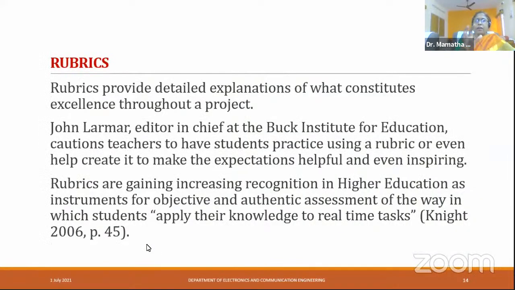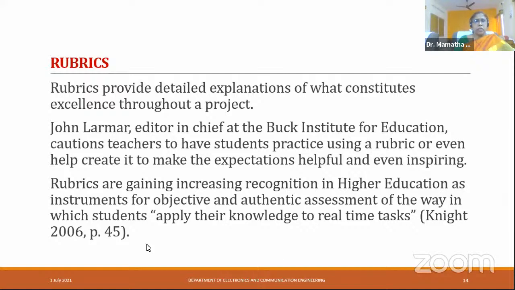So if you are trying to judge performance tasks, you should go for rubrics, because for question answers, we can say 5 marks question, 10 marks question. If they have written that answer, give marks. Okay, they score some marks and go away. But in case of performance tasks, since they are all qualitative, you need to have some kind of rubrics. It will guide you how to assess, and also it will guide the students how to achieve excellence. Okay, so rubrics provide detailed explanation of what constitutes excellence throughout a subject.